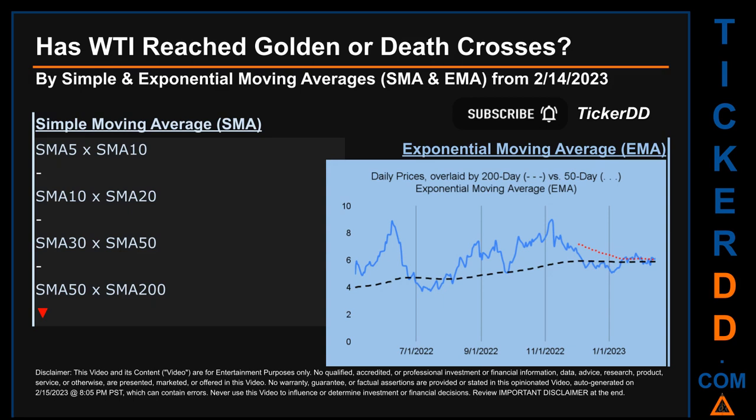For simple moving average, by comparing 50 to 200 days, we found a bearish death cross signal because the 50-day SMA crossed below the 200-day. Continuing with SMA, we looked across the 5 to 10, the 10 to 20, and the 30 to 50-day ranges to see if golden and death crosses had been reached. We could not find neither golden cross nor death cross signal for the 5 to 10, the 10 to 20, the 30 to 50.